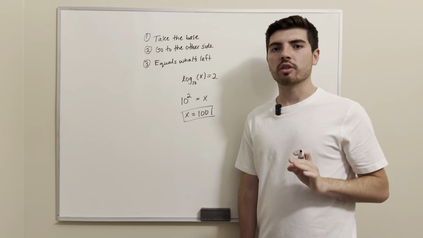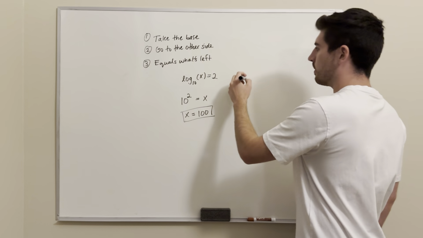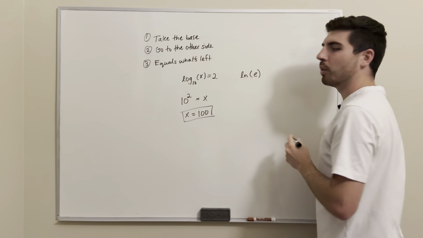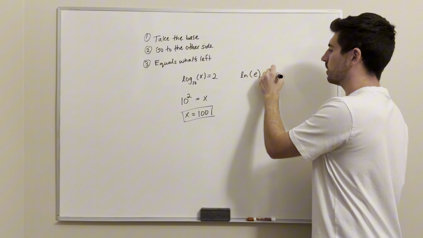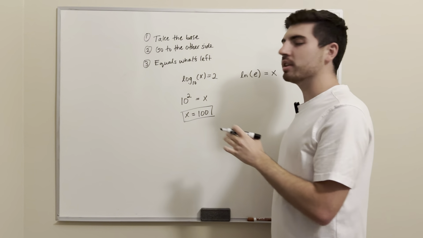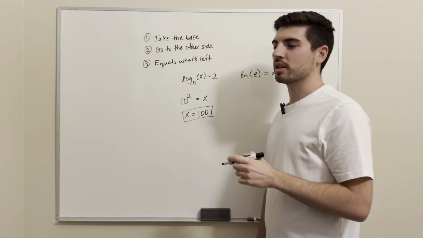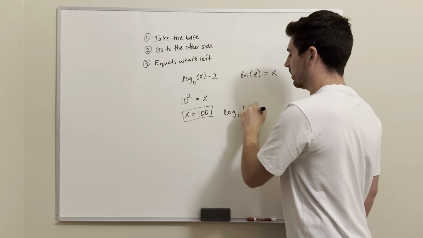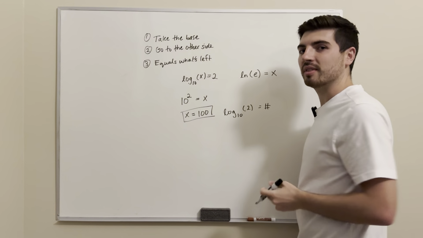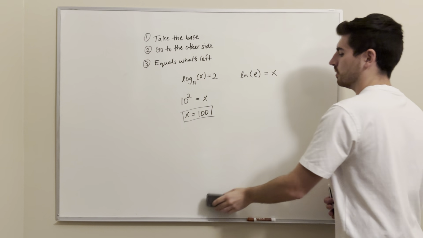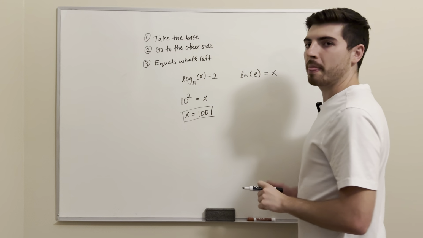Let's try solving another equation. If we have the natural log of e, what does that equal? Because in the end, e is just a number, and all these logarithms that we're solving for are numbers. If I have log base 10 of 2, that's just some number. So now let's solve this one.